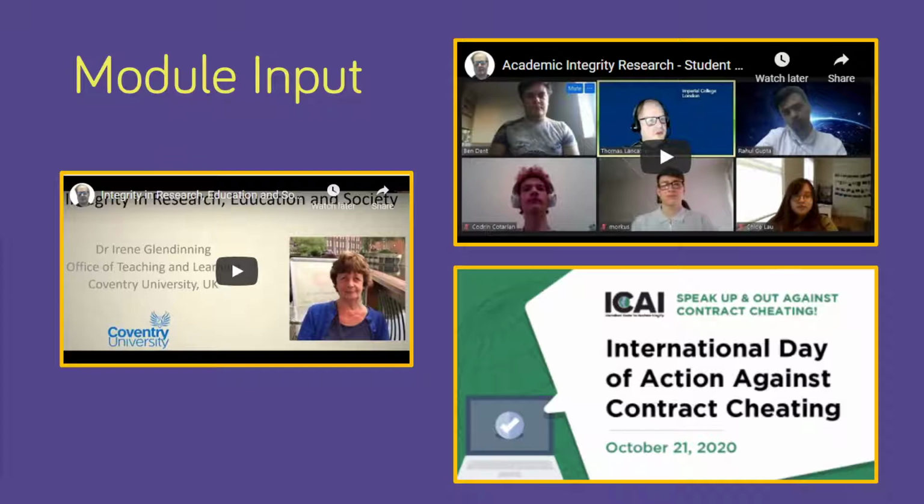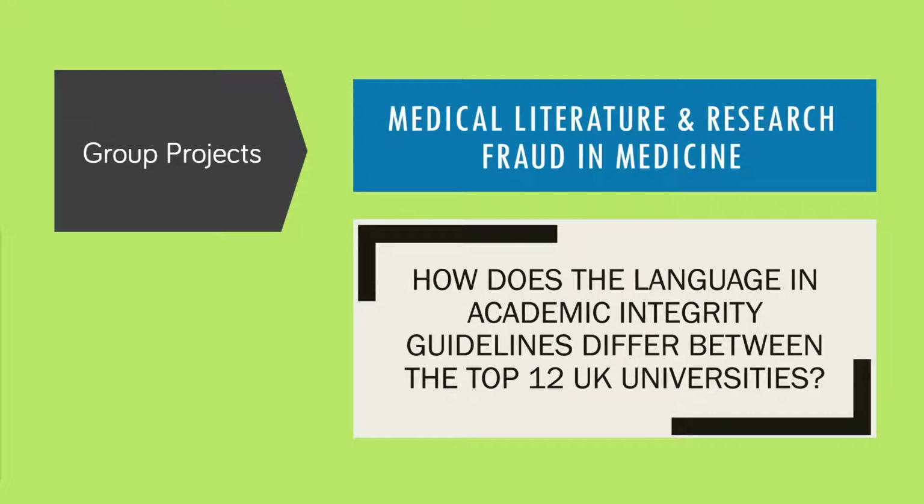And quite usefully, we had the International Day of Action Against Contract Cheating, October 21st, 2020. It fell about 4 weeks in. That was another reason I did bring some material slightly forward so students could engage with that. Of course, I put together a really nice overview of the research as well for students to go with that. We had 2 group projects handed in at the end.